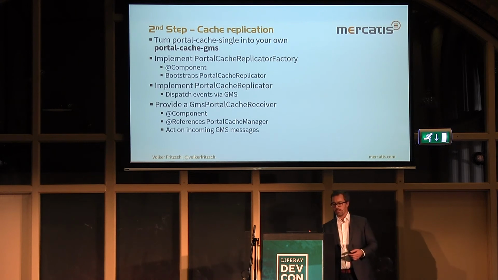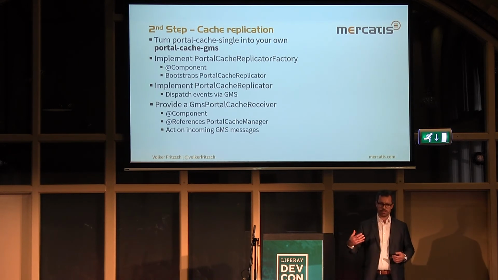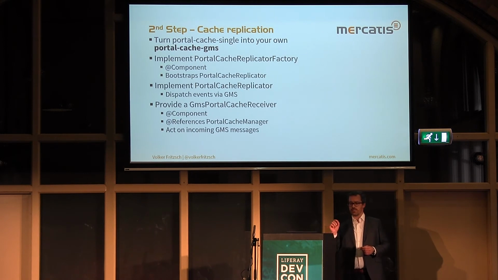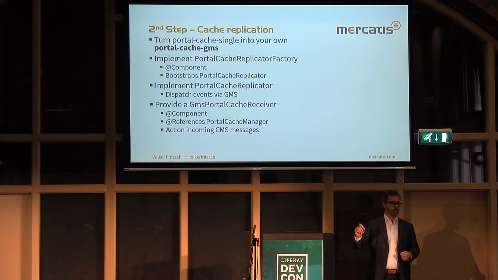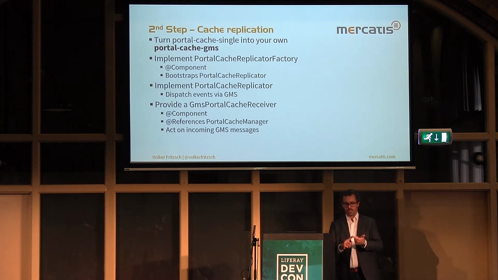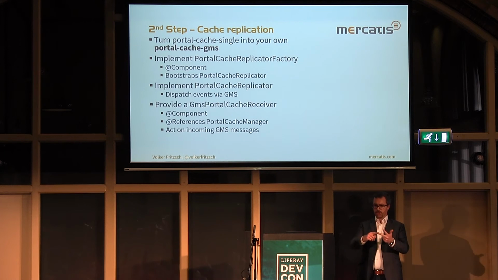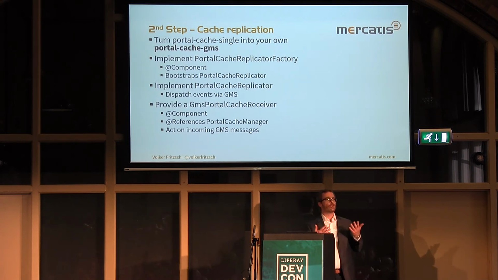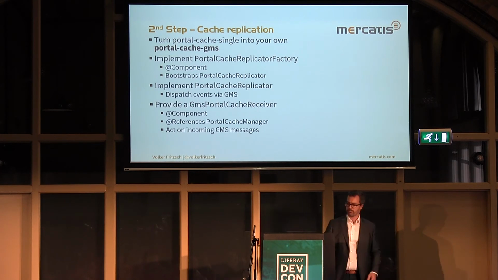So I implemented a third component that started on bootstrap of the bundle, and that gets a reference to Portal Cache Manager injected by the OSGi framework. And the Portal Cache Manager allows me to look up a specific cache by name and to call methods on that cache. For example, remove key. So whenever I receive a GMS message that says remove the key XYZ from cache main cache, I just can use the Portal Cache Manager to get a reference to the main cache and call the method remove key with the value XYZ. So with that in place, you've got cache replication, theoretically.